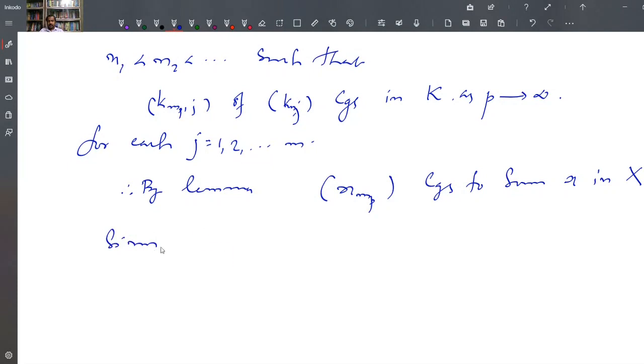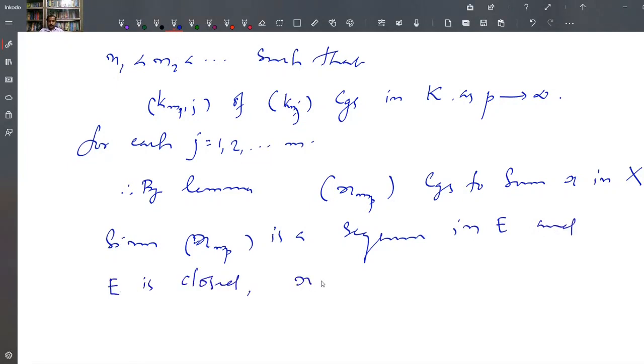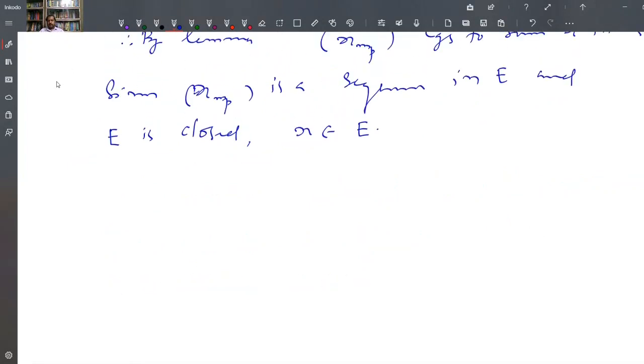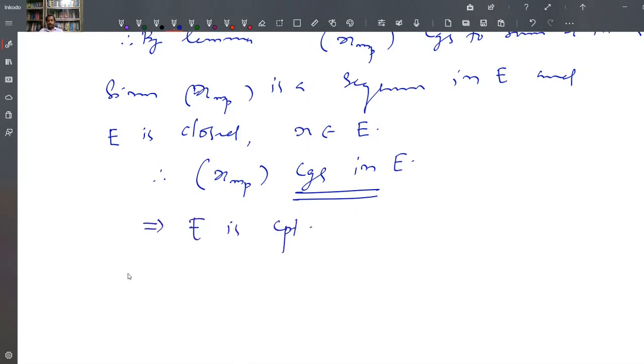Now since x_{n_p} is a sequence in E and E is closed, x belongs to E. Therefore x_{n_p} converges in E. So this implies E is compact. Therefore 1 follows. So we have assumed that E is closed and bounded, and now we have proved that E is compact. That is, 3 implies 1.